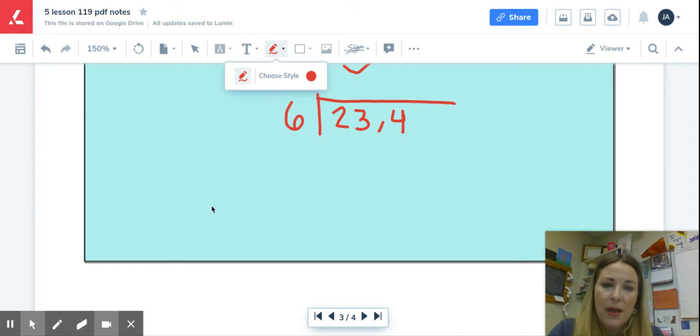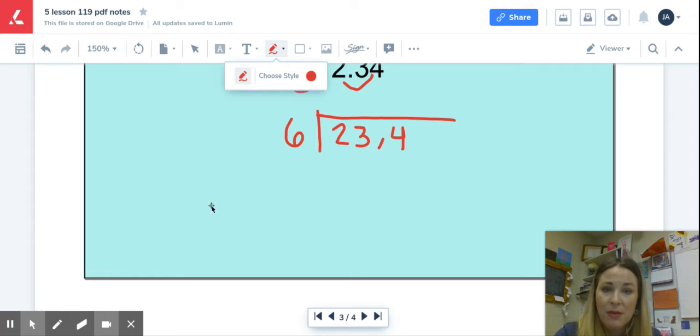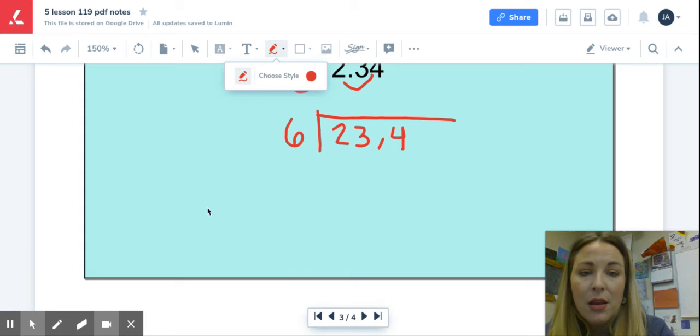So now when we're looking at this, it is a division problem, just like the ones that we did the other day. Our dividend, the number inside the box, has a decimal, and our divisor does not. So the first step in doing any type of dividing problem where our dividend has a decimal is just to bring your decimal straight up.